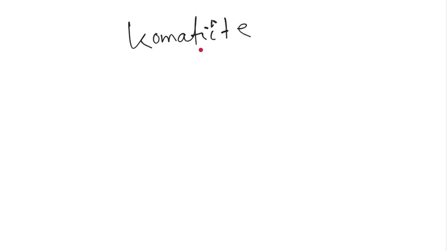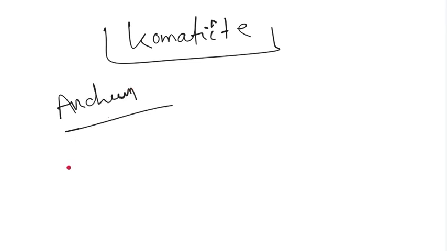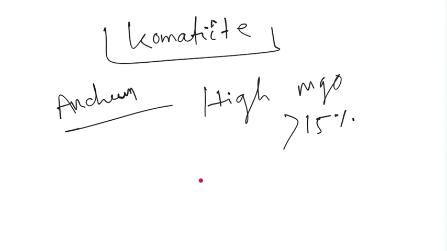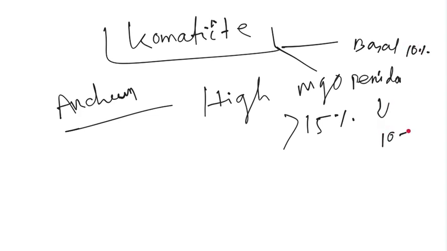Komatiite is a very unique rock. Komatiites are only limited to the Archean. Basically, Komatiite is a high magnesium rock, with MgO content greater than 15%. That's how Komatiite is also classified into two types: basaltic Komatiite and peridotitic Komatiite. In basaltic Komatiite, 10% of MgO is there. In peridotitic Komatiite, 10% to 20% of MgO is there. So this is the classification.